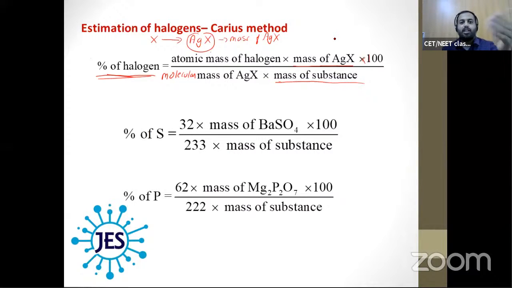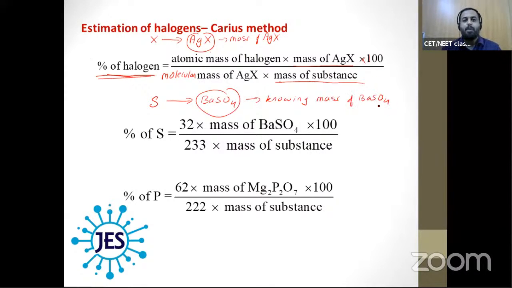Easy. Same logic is applied to sulfur. The difference is that sulfur in the organic compound is converted to barium sulfate. That's all. Otherwise the logic remains the same. You should know the mass of barium sulfate. Knowing the mass of barium sulfate as well as the original mass of the compound, you can find out the percentage of sulfur. Sulfur atomic mass we know is 32. So 32 into the mass of barium sulfate determined experimentally, divided by 233, the molecular mass of barium sulfate, into mass of substance.